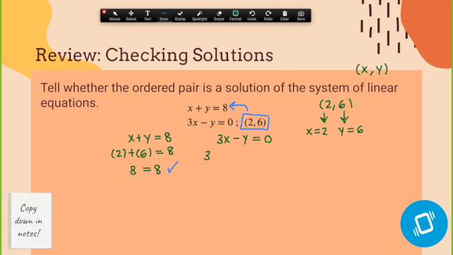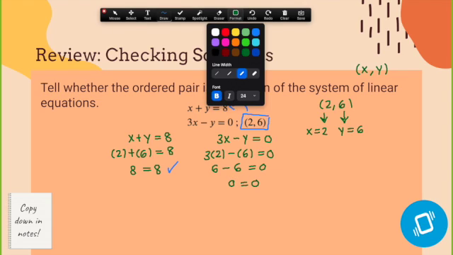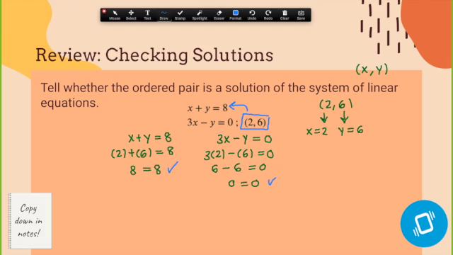We have 3 times 2 minus 6 equaling 0. 3 times 2 gives me 6. 6 minus 6 equals 0, and so we have here 0 equaling 0. Since that is also a solution, we can say that 2, 6 is a solution for the linear equation 3x minus y equaling 0 as well. And so we can say that 2, 6 is a solution of the system of linear equations.